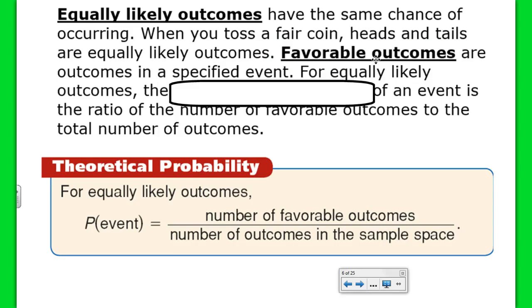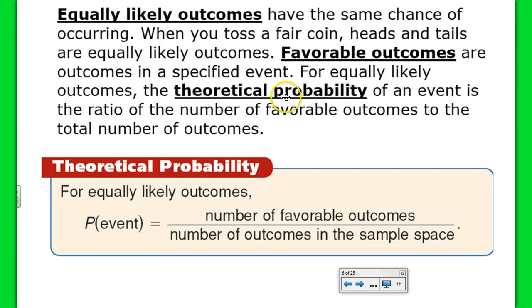Favorable outcomes are outcomes in a specified event. So for equally likely outcomes, the theoretical probability of an event is the ratio of the number of favorable events to the total number of outcomes. For equally likely outcomes, the probability of an event equals the number of favorable to the number of total.